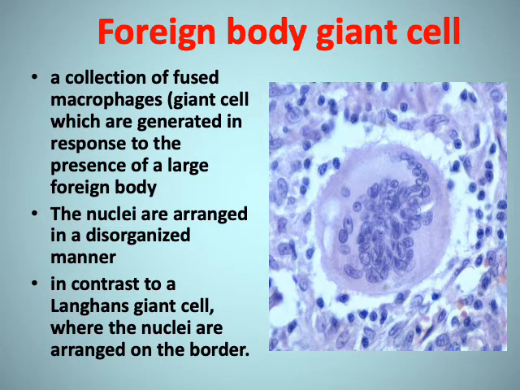As for foreign body giant cells, a collection of fused macrophages, a giant cell which is degenerated in response to the presence of large foreign bodies. The nuclei are arranged in a disorganized manner, in contrast to Langhans giant cells, where the nuclei are arranged on the border of the cytoplasm.